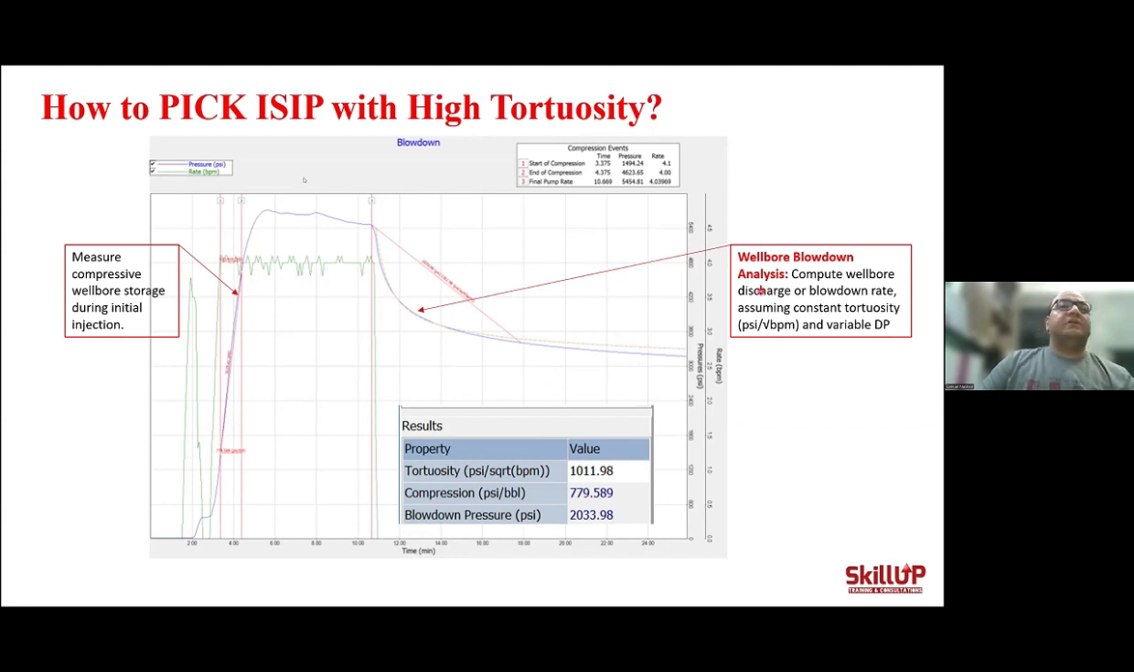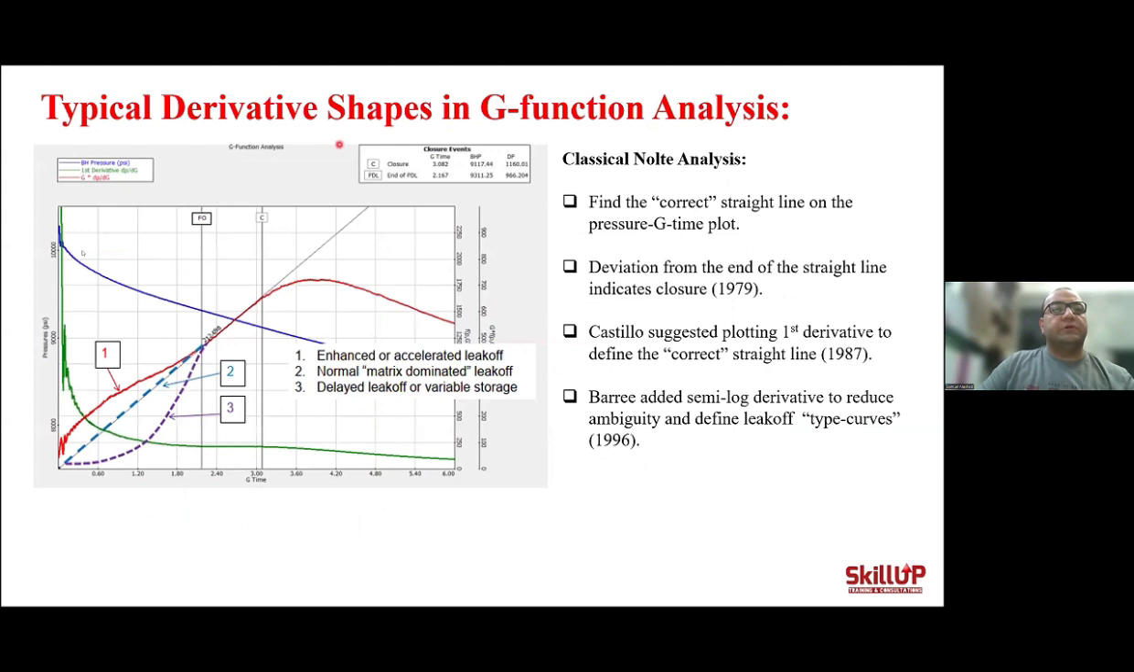So this is a typical derivative shape in the G function. This is the bottom hole pressure, this is the G function, and this is the first derivative. The deviation from the straight line is the closure, this is the normal leak off, this is the enhanced or accelerated leak off, and this is delayed, we call it variable storage leak off. And you need to know each one of these and how to deal with each one of these during the frac design.